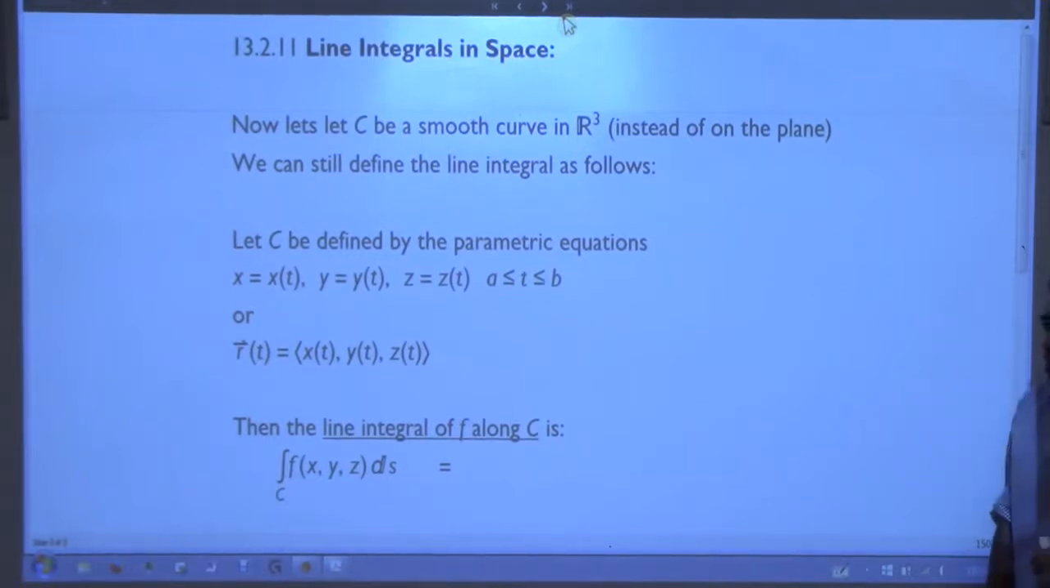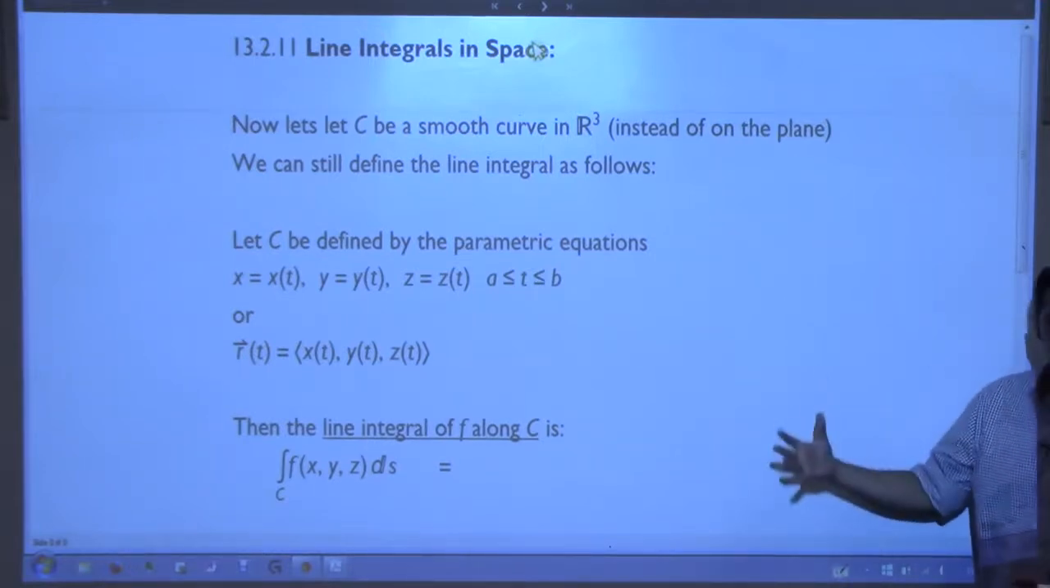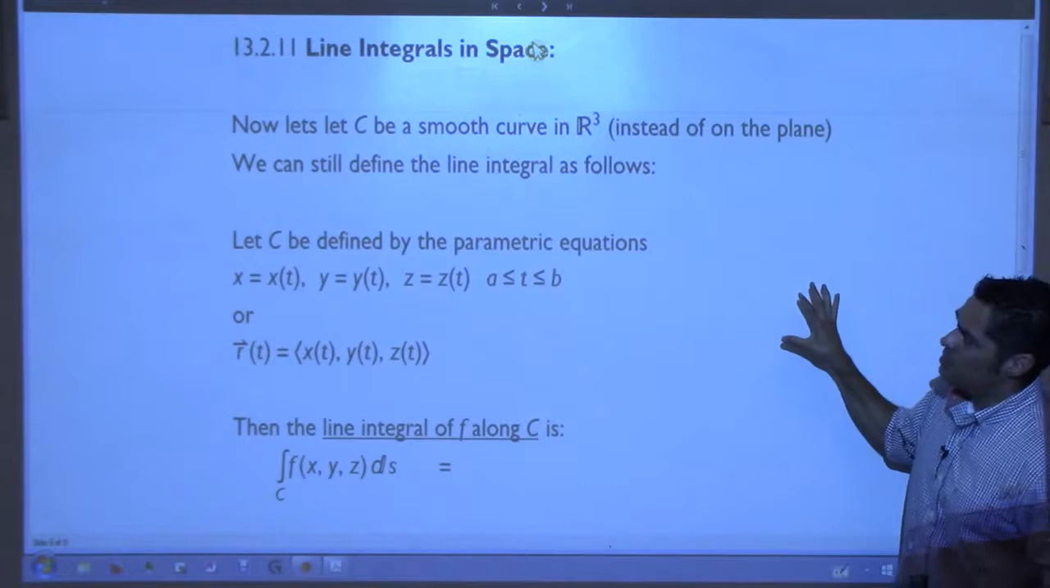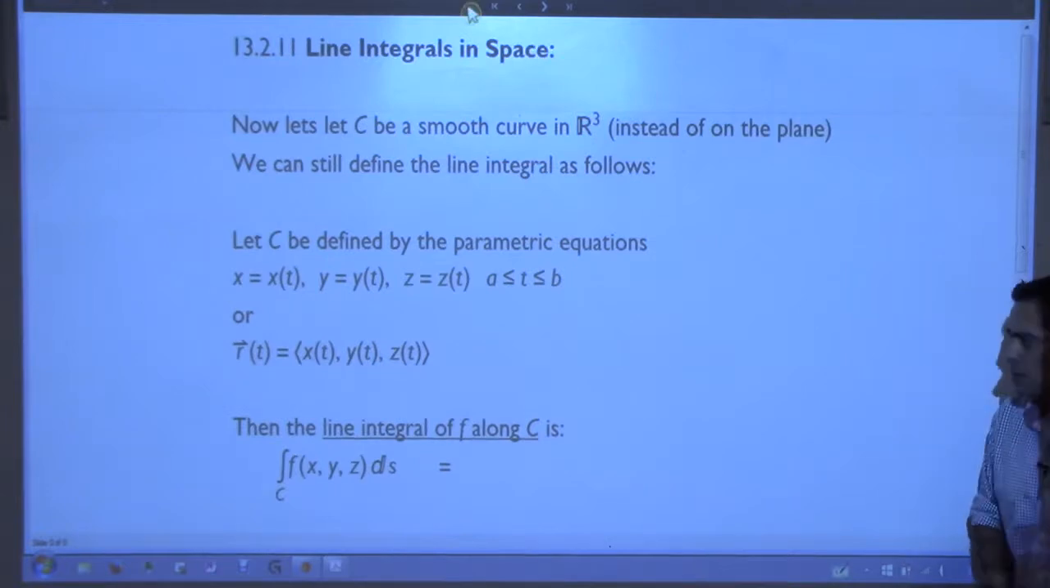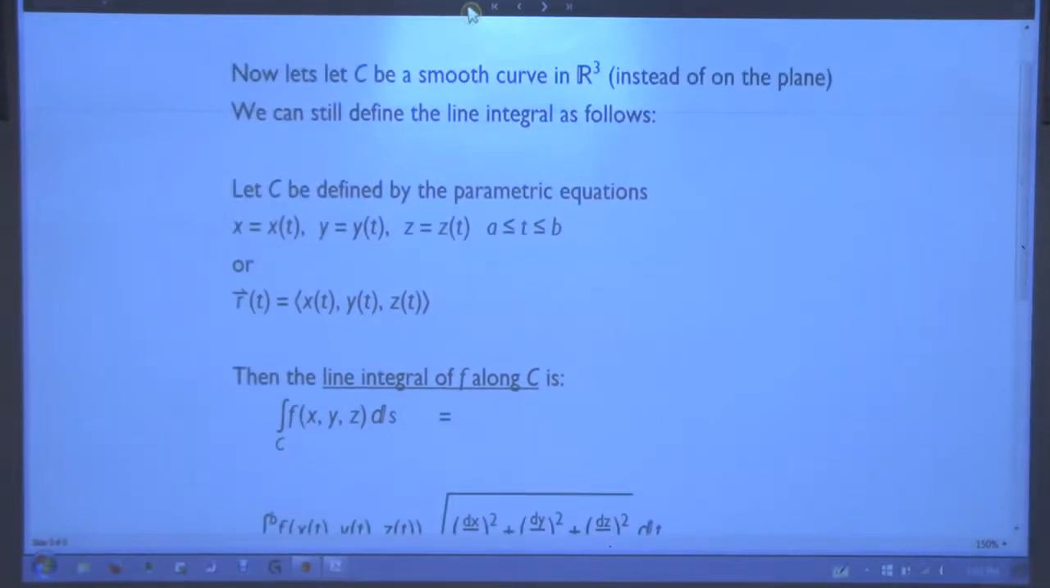But now our curve C, instead of it living in two-dimensional space, we're going to let that curve live in three-dimensional space. And we can still define a line integral, the same way that we did in 2D, in 3D, but we just can't visualize it. So let's say we have a curve C that is defined with a set of parametric equations. So we're going to have one additional piece to this, and that's we're going to have a z equation.